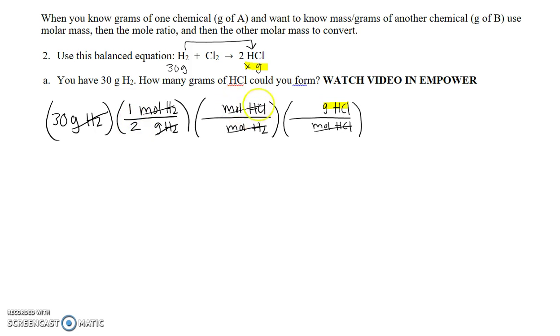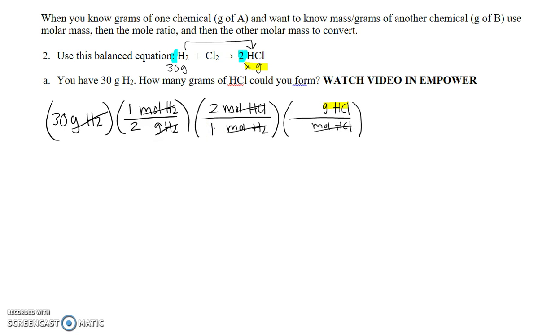Moving to my next bracket. When I have moles of one compound over moles of another, I can use the mole ratio, which means the coefficients in front of each of my formulas. 2 is in front of HCl. There's nothing in front of H2, meaning we can treat it like a 1. So next to HCl, I'll put a 2, and next to H2, I put a 1.